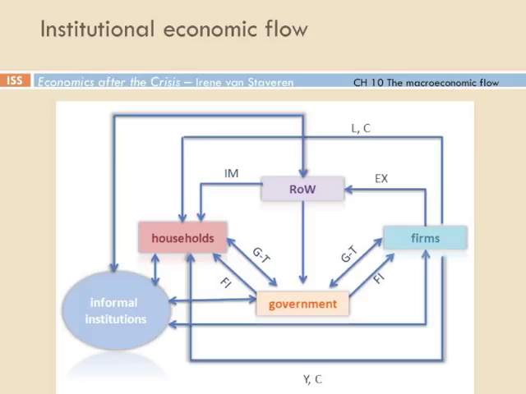And we have to include informal institutions. Remember the unwritten rules, social norms, attitudes, beliefs. And they affect many things: households, the way government operates, firms, and the relationship with the rest of the world.